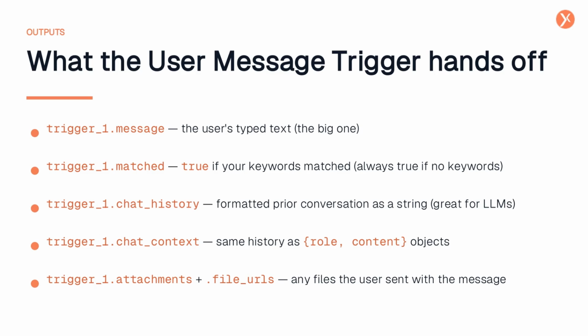The user message trigger provides several valuable output variables for downstream nodes. Trigger_message delivers the user's typed text, which is frequently used. Trigger_matched indicates if keywords were matched, always true if no keywords are set. For conversational context, trigger_chat_history offers prior conversation as a formatted string, ideal for large language models. Alternatively, trigger_chat_context provides the same history as an array of role and content objects. Finally, trigger_attachments and trigger_file_ls contain information about any files sent by the user.